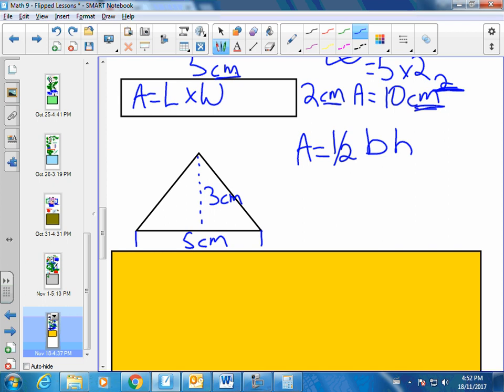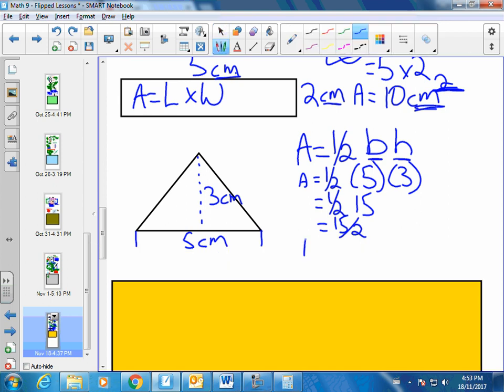All we have to do here is plug our specific numbers into our formula. So what I have is area equals 1/2. I'm going to leave that alone for now. I'm going to plug in my base and my height. So area equals 1/2 of 5 times 3, which is 15. 1/2 times 15 is the same as 15 divided by 2. So my area is going to equal 7.5 centimeters squared.